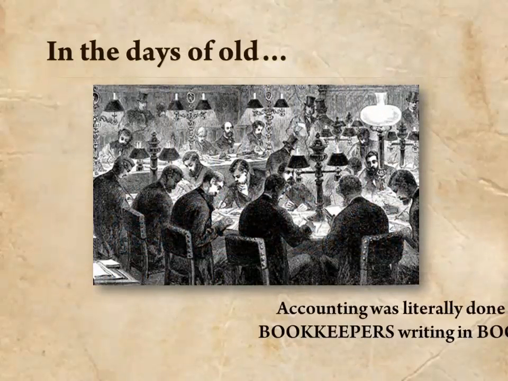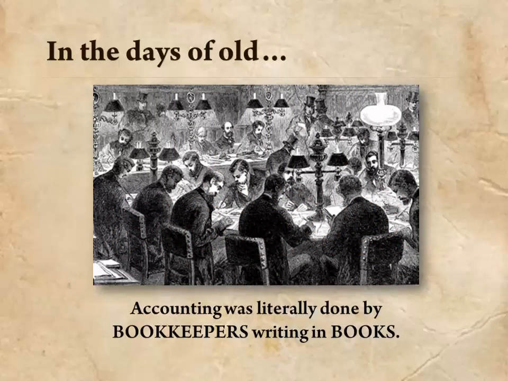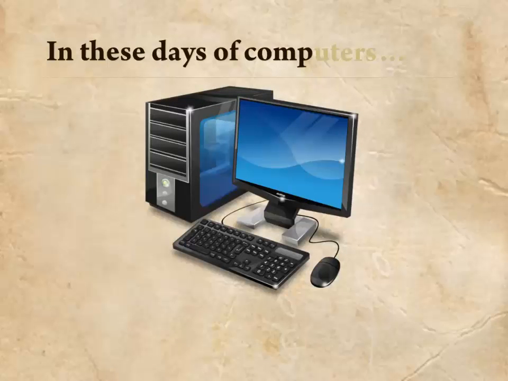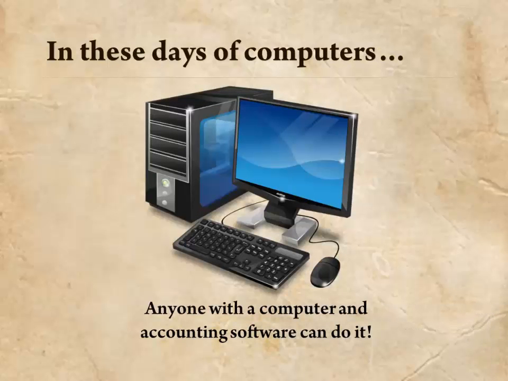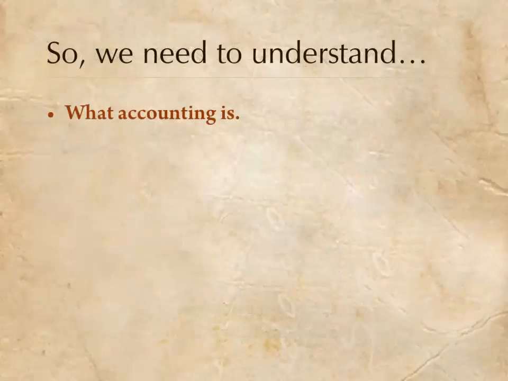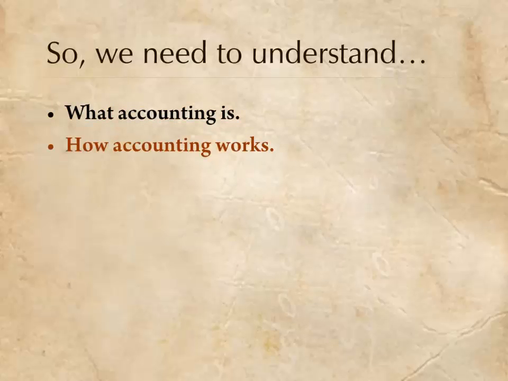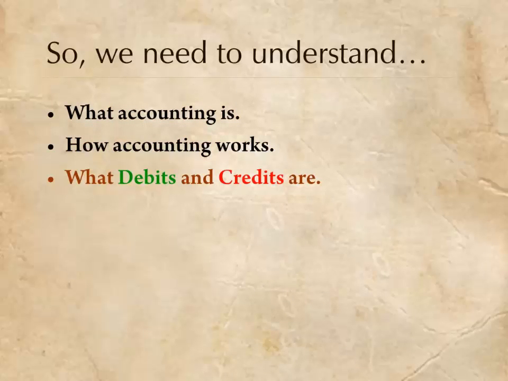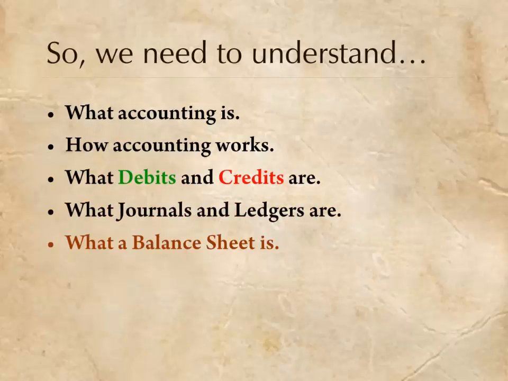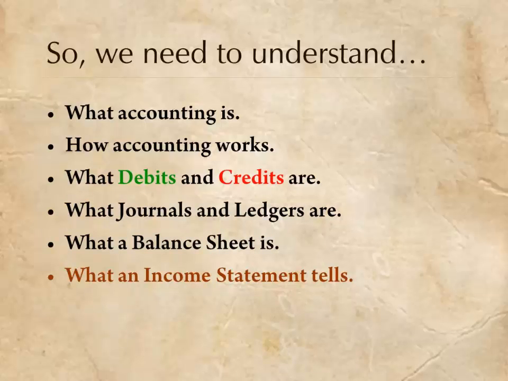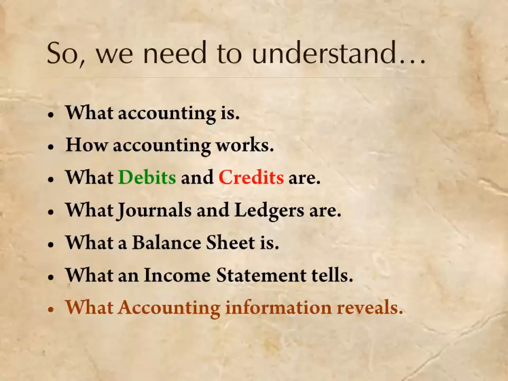In the days of old, accounting was literally done by bookkeepers writing in books. These were called journals and ledgers. In these days of computers, anyone with a computer and accounting software can do accounting. However, having a computer and accounting software does not guarantee that we understand accounting. So we need to understand what accounting is, how accounting works, what debits and credits are, what journals and ledgers are, what a balance sheet is, what an income statement tells, and what accounting information reveals.